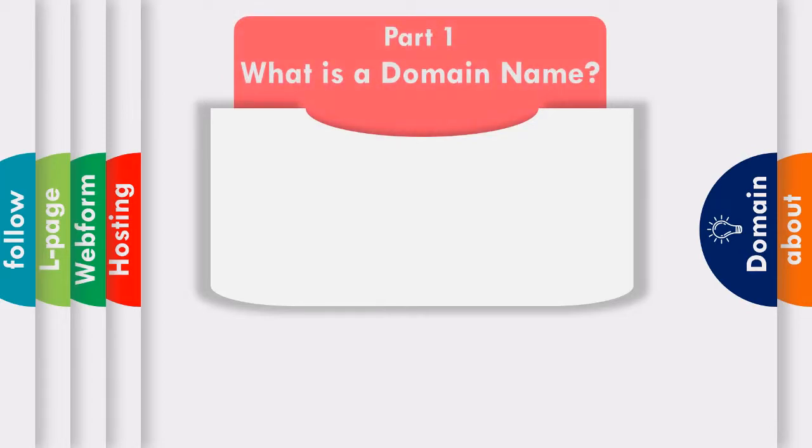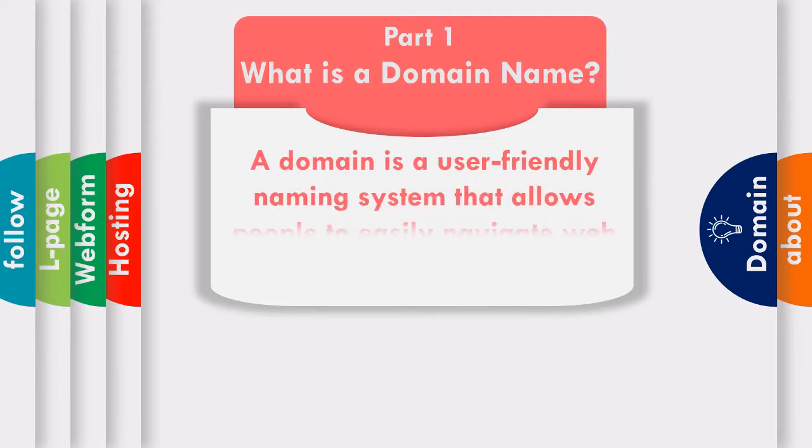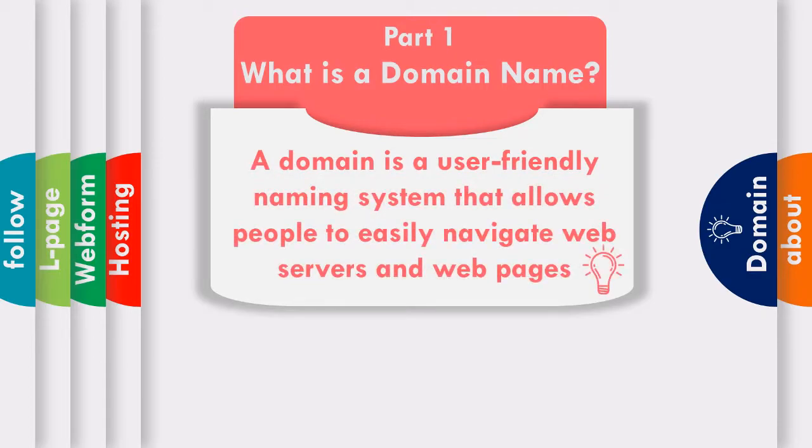So first, what is a domain name actually? Well, simply put, a domain name is a user-friendly naming system that allows people to easily navigate web services and web pages. Rather than making people type in IP addresses whenever they want to access a certain web page, websites are instead assigned easy to remember character strings called domain names. Domain names do add credibility to your online website.